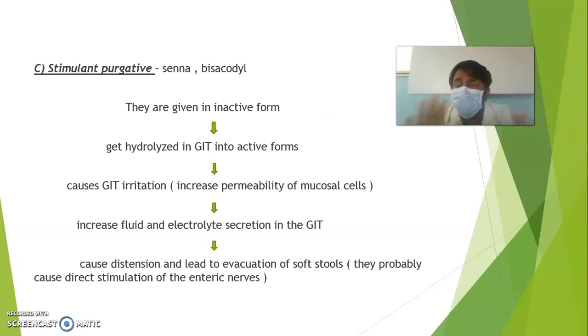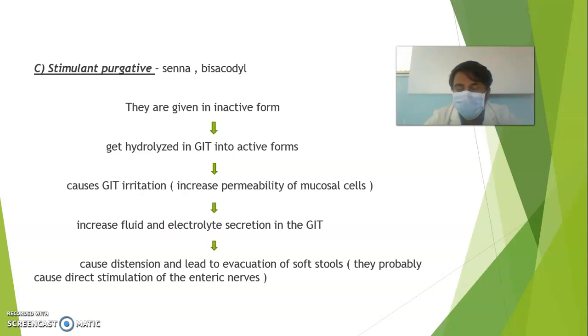Now, there are stimulant purgatives, which I told you about, like senna. How do they work? They are given in an inactive form. They are not in active form. Okay. Then when it is administered, they get hydrolyzed in the GIT and get into the active form. What will it do? It will cause GIT irritation. Since GIT irritation happens, increased permeability of the mucosal cells takes place. So this will result in an increase of fluid and electrolyte secretion in the GIT. So this will cause distension or pressure, which will lead to the evacuation of soft stools.